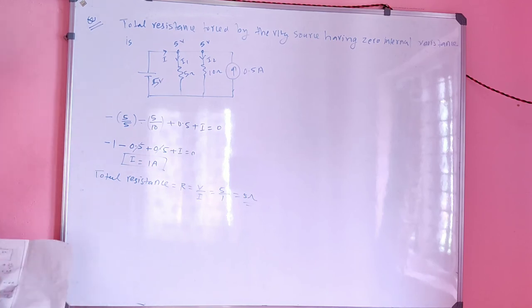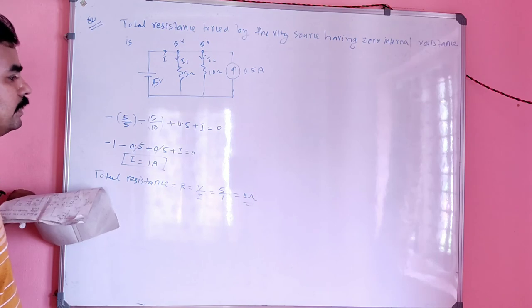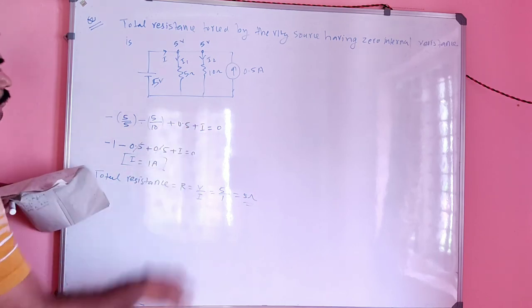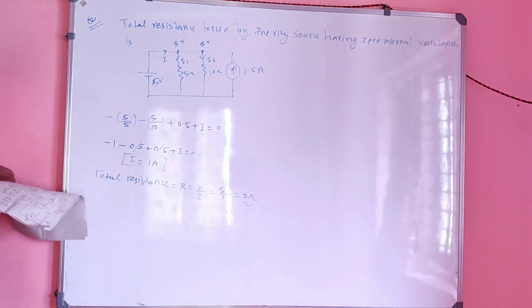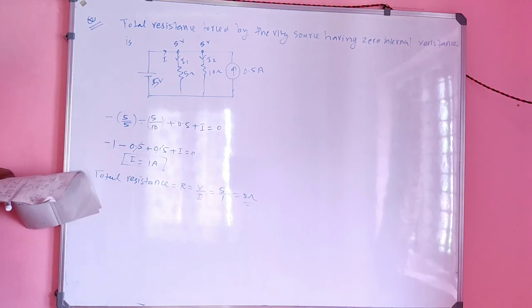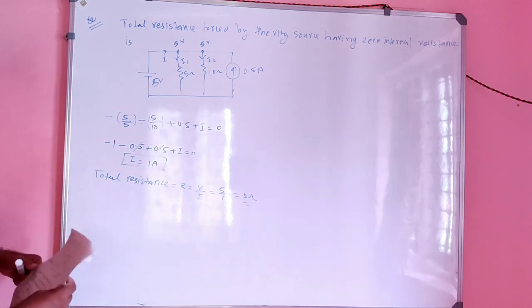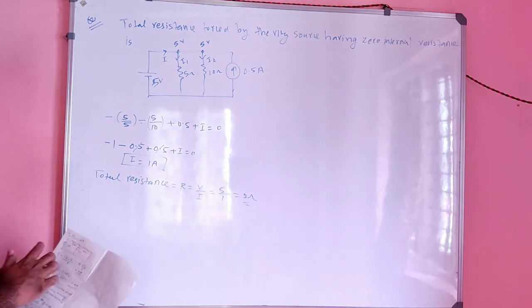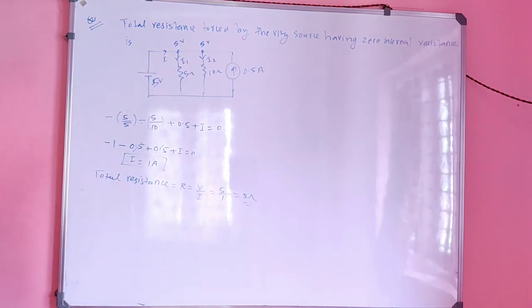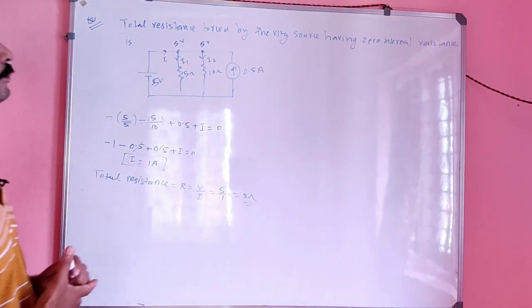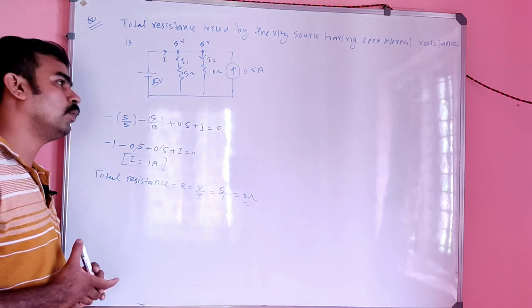Minus 1, minus 0.5, plus 0.5. 5 by 5, 5 by 10, 0.5 equal to 0, or this 0.5 and this 0.5 cancel, I is equal to 1, and simply you apply R equal to V by I, so V by 5. Did you get the answer? That's all. Correct?